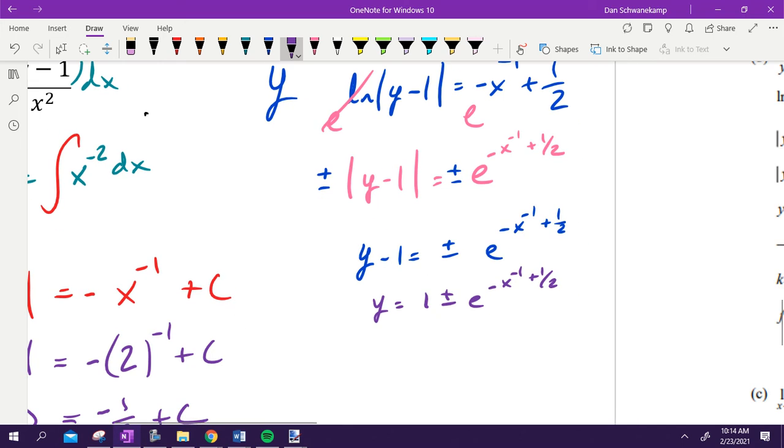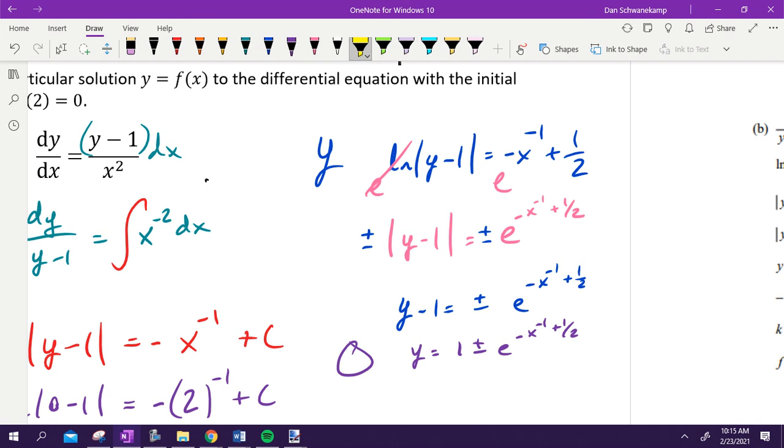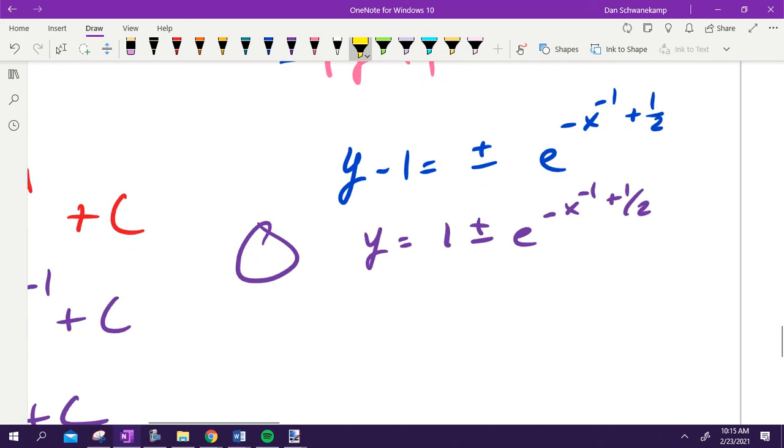Last thing we've got is an option. I want to be able to plug in the number 2, and when I plug in the number 2, I need to get 0. So what do I want to have here? When I plug in 2, I want to get 0. If I plug in 2, 2 to the -1 would flip it to make it 1/2. Then it would be a -1/2. -1/2 plus 1/2 would be 0. e to the 0 is 1.